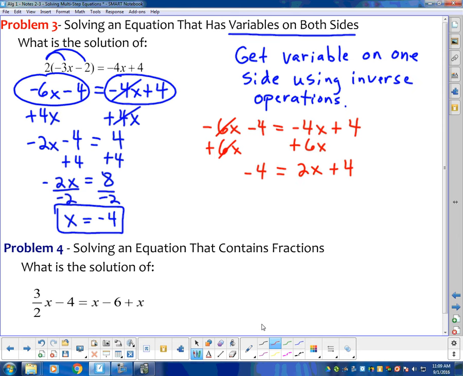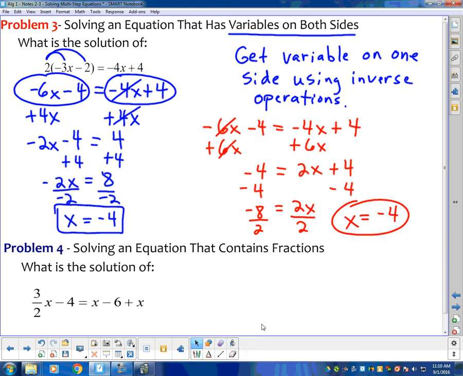And now, once again, I'm left with a two-step equation to solve for x. I would subtract 4 from each side to give me negative 8 here. And then finally divide each side by 2. And you'll notice that I once again get x equals negative 4. So I went a different route with that. But using my inverse operations correctly, I get the same solution.